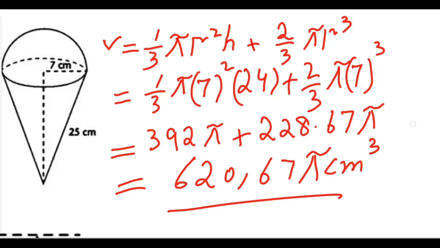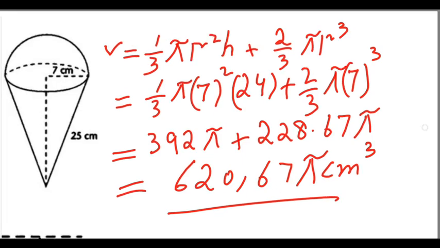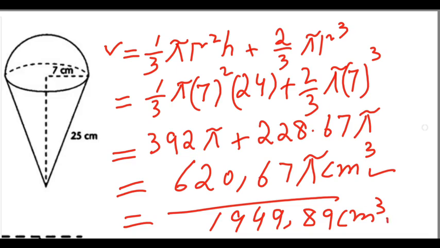If they ask you to give the answer to 2 decimal places, then you have to open up the pi. Otherwise, if they ask you to give the answer in terms of pi, then this is the final answer. But now the answer must be to 2 decimal places, so I must open up the pi. So I open up the pi. So this is my final answer, 1949.89 centimeter cubed.